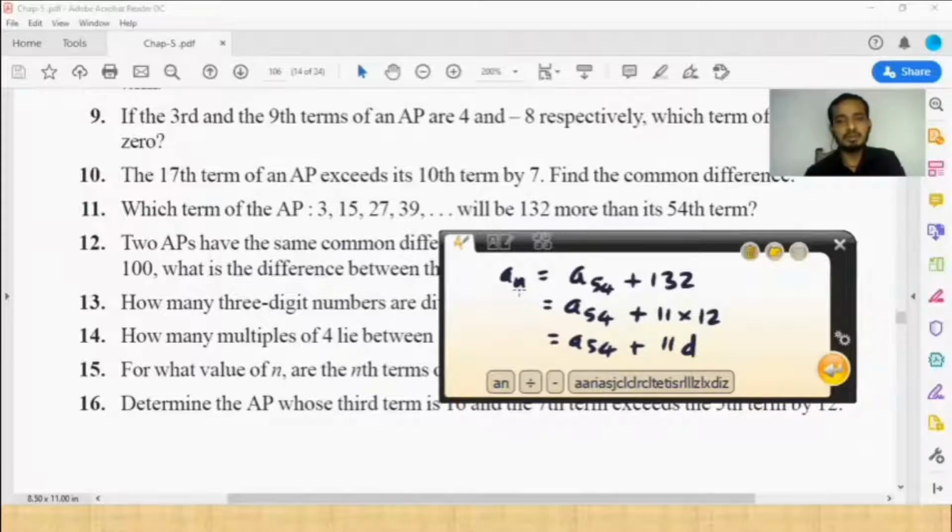So what will be the position number of A_N? 65. 65, right. So the 65th term will be 132 more than the 54th term.